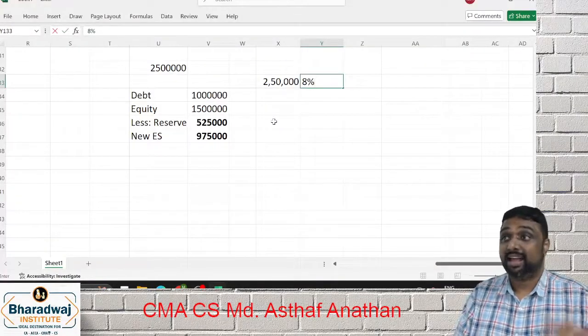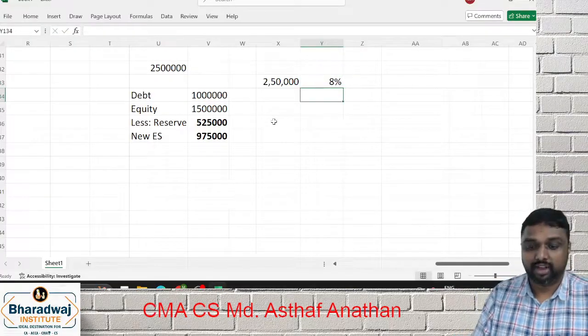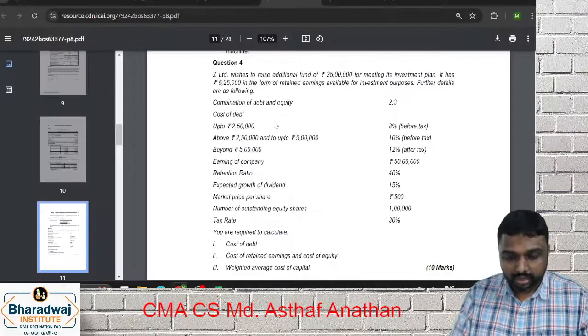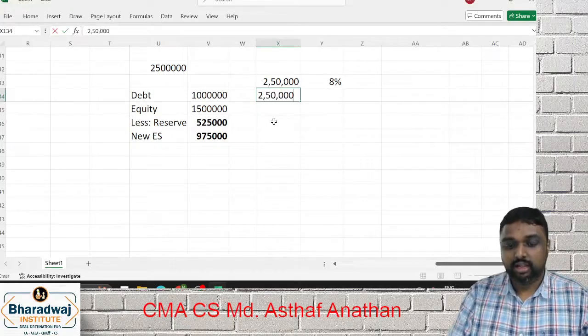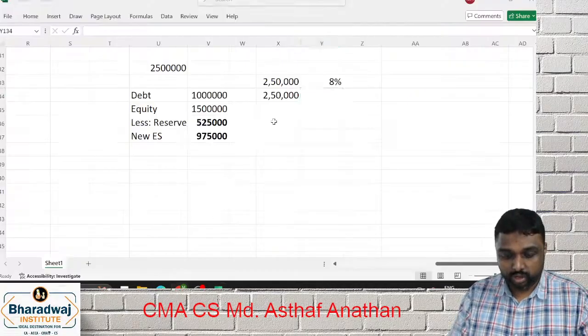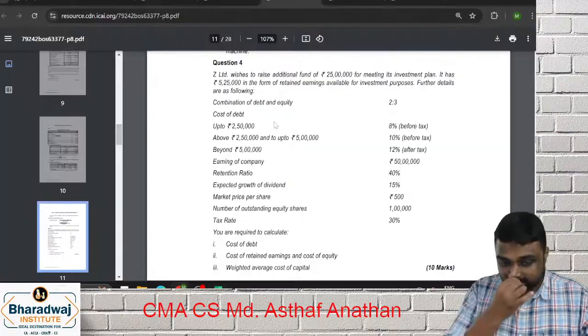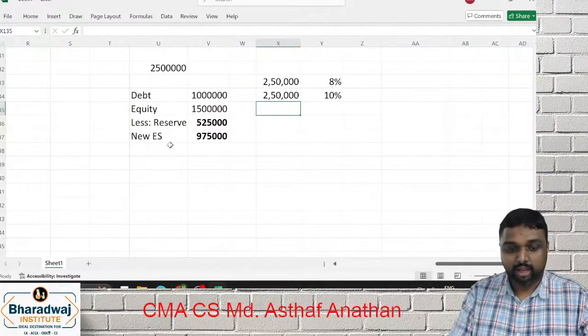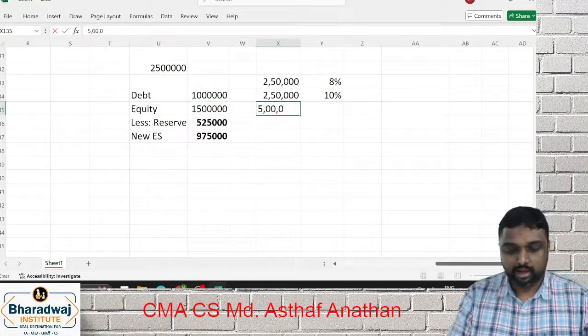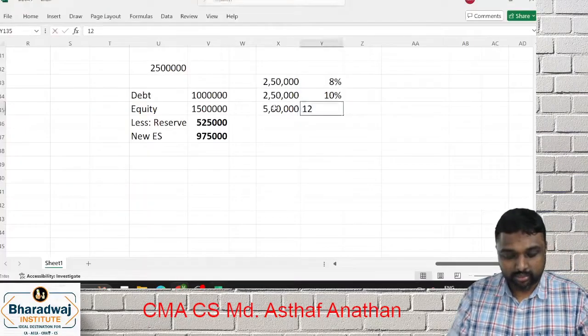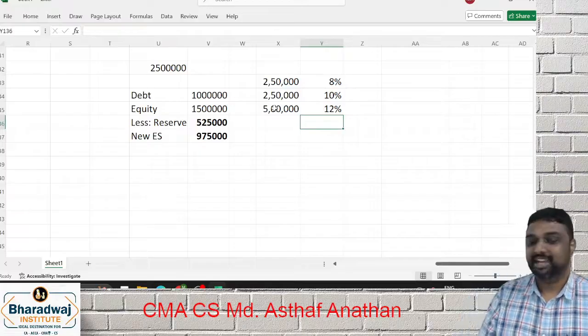at 8%. This is before tax. For computing, you have to do after tax. Next, 2,50,000 to 5 lakh. This is also a 2,50,000 slab, slab 2, which is 10%. The next slab is beyond 5 lakh. You want a total of 10 lakh, so beyond will come 5 lakh. This slab is 12%. That's all.